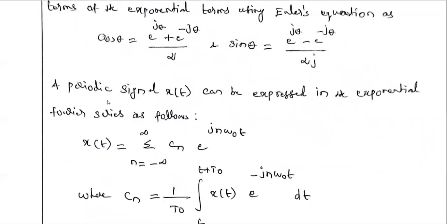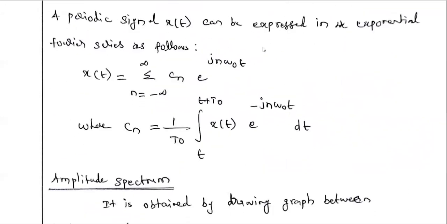In the exponential Fourier series, any periodic signal x of t can be expressed by the formula: x of t equals summation n equal to minus infinity to infinity of Cn into e power jn omega naught t. This is the formula to express any signal x of t in an exponential Fourier series. In the previous two series, the summation ranges from n equal to 1 to infinity, but in this, the summation ranges from n equal to minus infinity to plus infinity. That's all, this is a simple formula.